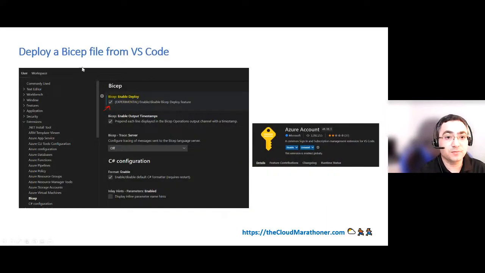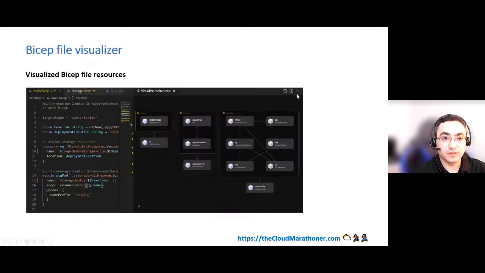Let's look at that. But before doing that, if it doesn't appear in your environment, which it should if you have the latest, make sure that you go to your extensions in Visual Studio Code, and in the Bicep extension, you enable it. Then it will come up. And you want to make sure your Azure account is there. Okay, let's look at that.